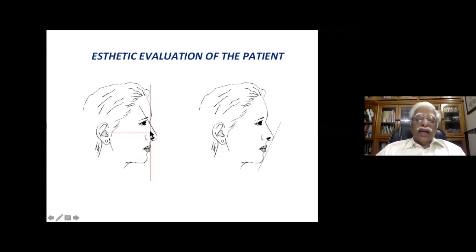A horizontal line, that is a clinical horizontal line, is drawn. It is almost similar to the Frankfurt horizontal plane, and a perpendicular is drawn to that clinical horizontal line through the subnasale. This line is expected to go through the upper lip vermilion border, about 2 millimeters anterior to the lower lip vermilion, and about 4 millimeters anterior to the soft tissue pogonion. This is a very, very important thing. So many of the things can be assessed from here.